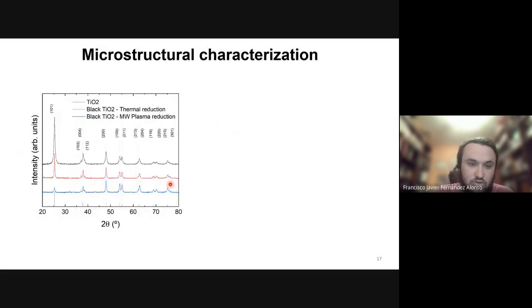We performed some microstructural characterization of the photocatalyst, and we observed that after the annealing process, we have an anatase phase, more or less with a random orientation, with a similar peak intensity to that of anatase. However, when we reduce by applying the thermal reduction process or the microwave plasma, we see a reduction in the intensity of the 101 peak.